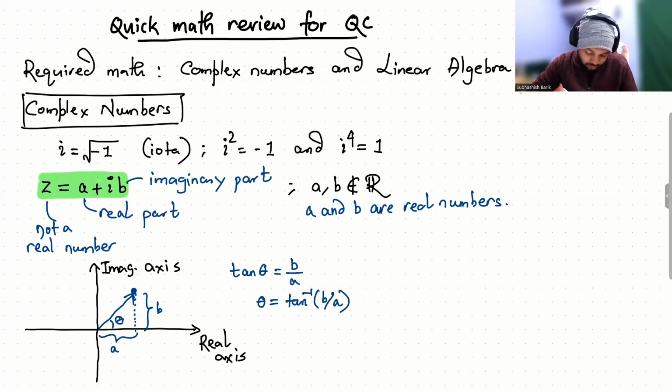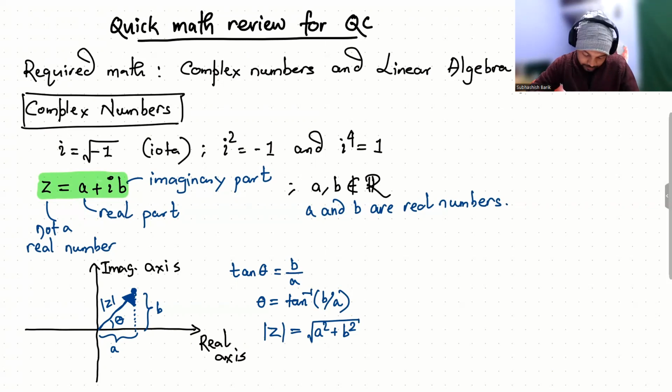I can also see that this arrow, which denotes the complex number, has a length, and that length is nothing but the hypotenuse of this right angle triangle. I denote that length as |z|, which we call the modulus of z, when you put two bars on the left and right side of it. And this is nothing but the square root of a squared plus b squared.